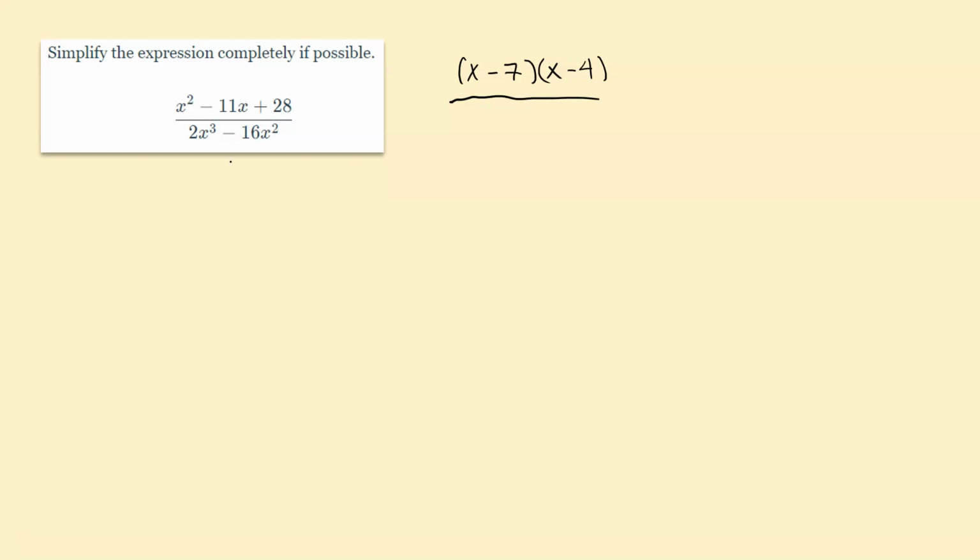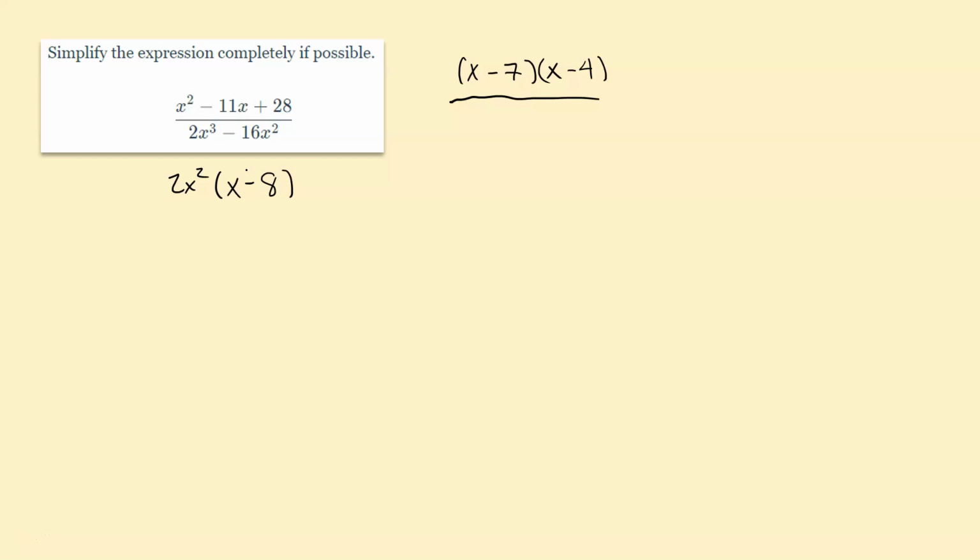The denominator here is a little different. We have a binomial here, and we have some GCFs. So I'm going to first factor by a GCF. We can factor out a 2x squared out of both of these terms. So we'd be left with just x here, and then over here we'd be left with 8.